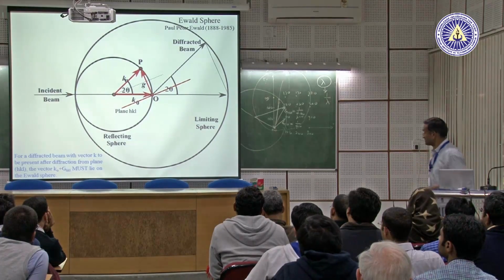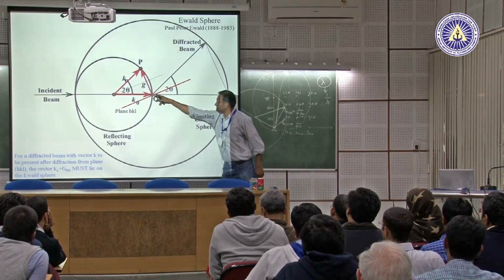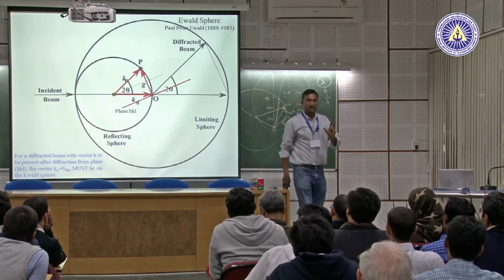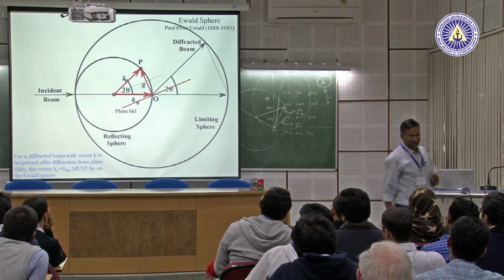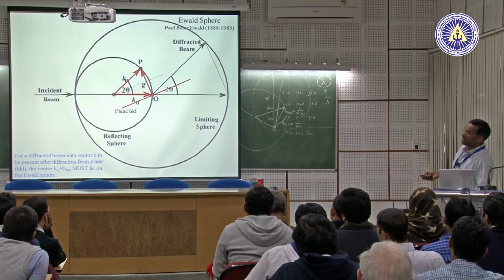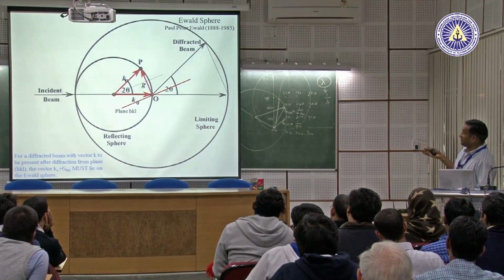They should satisfy this vectorial condition that this g vector, which is the reciprocal lattice vector, is nothing but the vectorial difference of k naught minus kg. This is the diffraction condition which must be obeyed. This is equivalent to saying that lambda is equal to 2d sin theta, as we will derive.